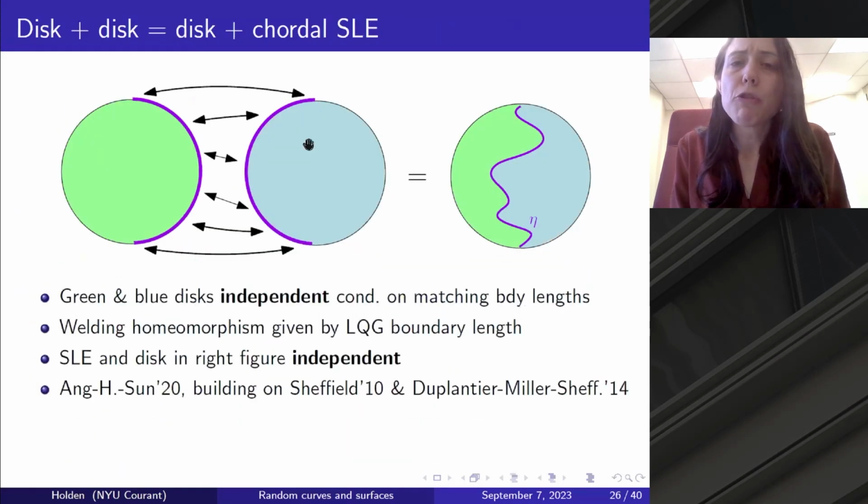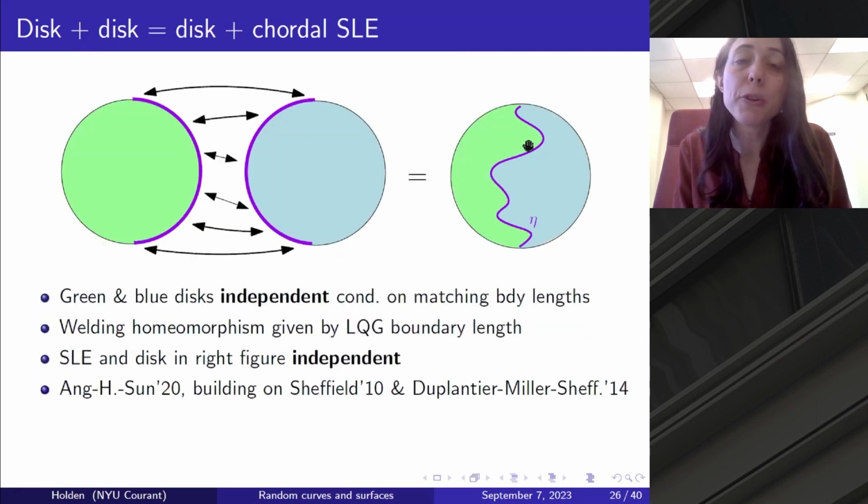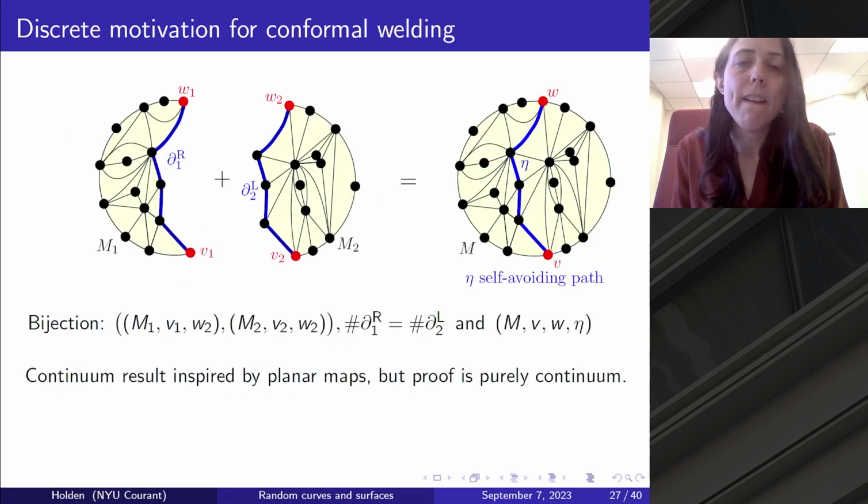So when proving conformal welding results, one is typically very inspired by discrete results of the type explained here. And if one knows this projection and also a few other closely related projections, then it's not hard to guess that the result on this slide is true. But I still want to emphasize that the welding results are typically proven purely in the continuum, only by continuum techniques without any concrete inputs from planar maps.